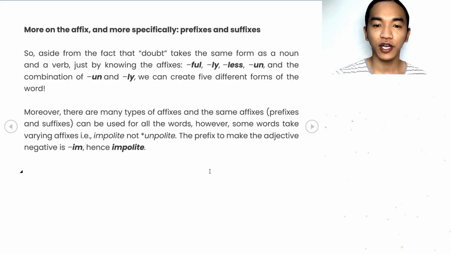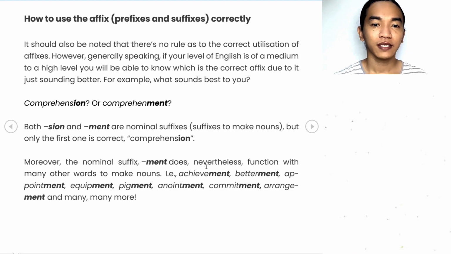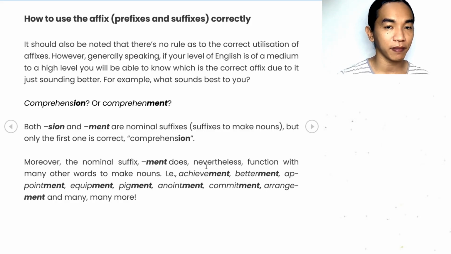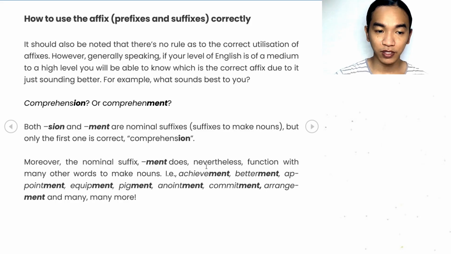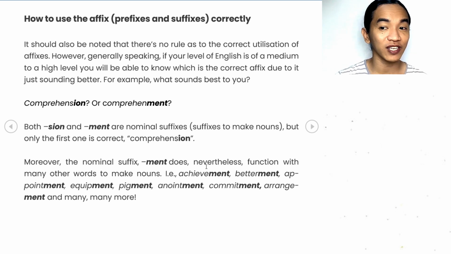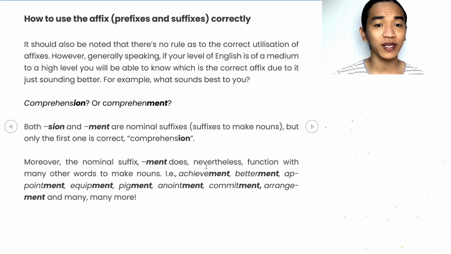So moving forward, it should be noted that there's no rule as to the correct utilization of affixes. Remember this one. We don't have set rules for that. However, generally speaking, if your level of English is of a medium to a high level, you will be able to know which is the correct affix due to it just sounding better. So it's more of what we prefer and what would sound better for you.